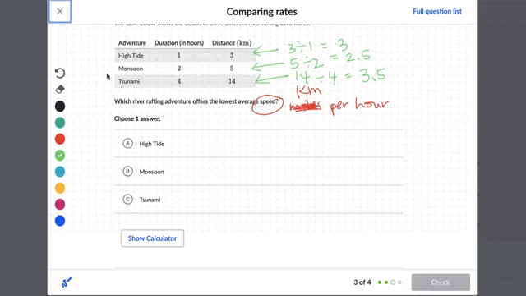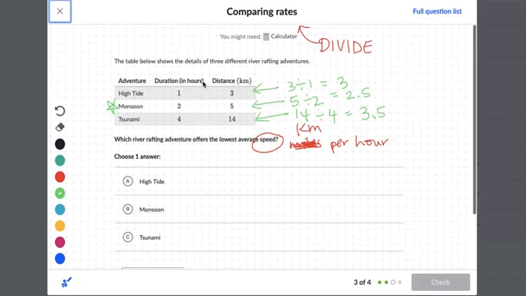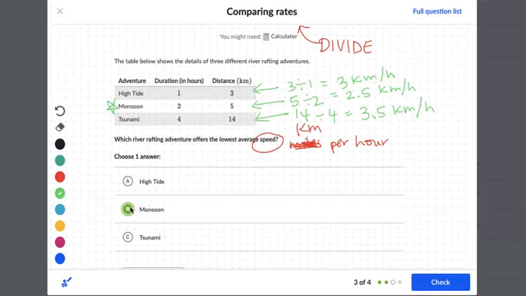Wow, so it wasn't what I thought it would be. It was actually this middle one. You would think that it would go in order, right? But it's not. That's why we have to make that calculation for rates. We can't just eyeball it and guess which one. It was the middle one. So it's monsoon that actually goes at the slowest speed, because this is 3 kilometers per hour. This is 2.5 kilometers per hour. And this one is 3.5 kilometers per hour. The slowest is monsoon. The fastest is the tsunami. I mean, that name makes sense, right? So it's monsoon.